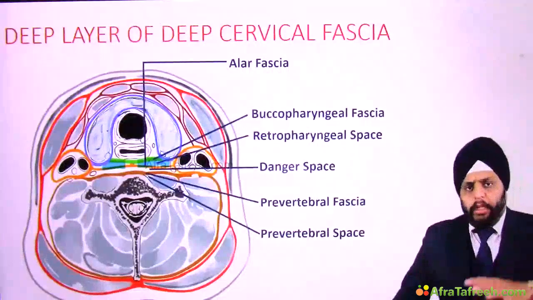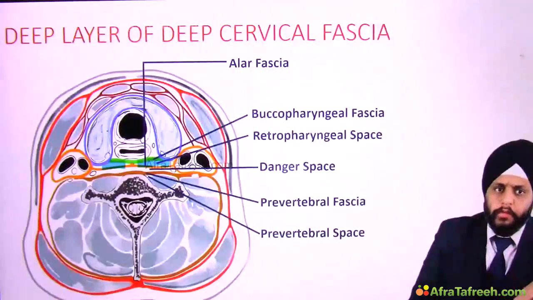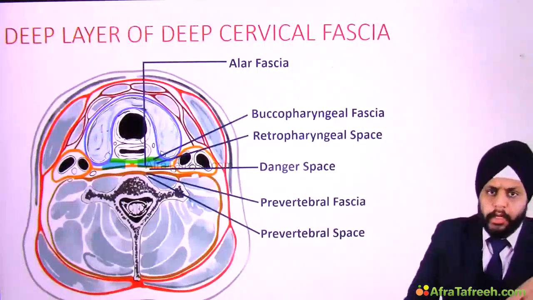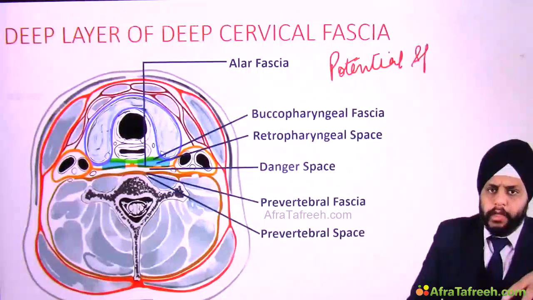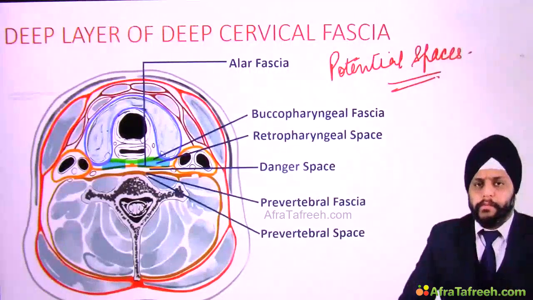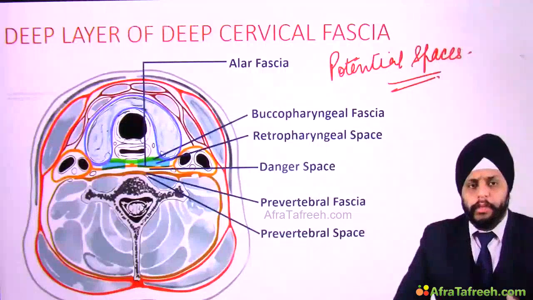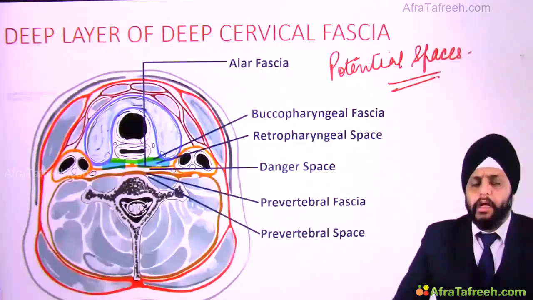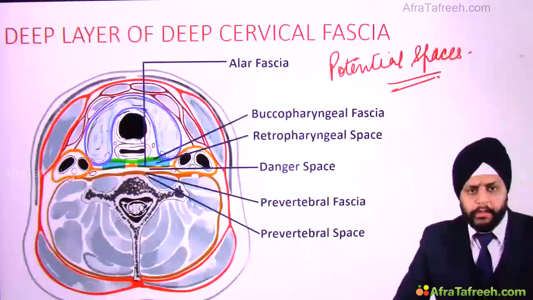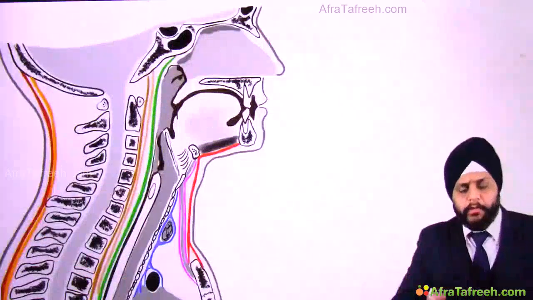Now all these three spaces that I have talked about are not actual spaces. Before I go ahead, let me make my point clear. These are all potential spaces, just like I told you about the peritonsillar space. These spaces appear only when there is an infection or some other disease such as a tumor. Otherwise these spaces are not present. So these were the three layers of the deep cervical fascia.